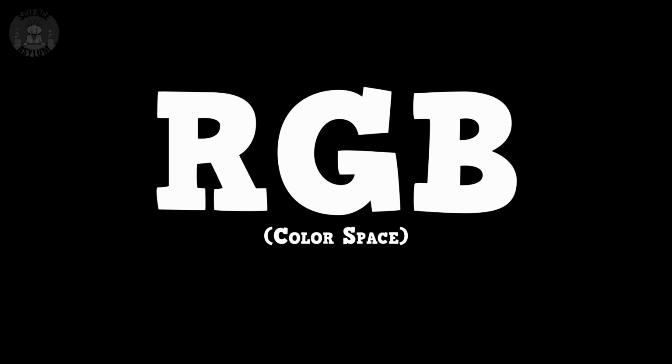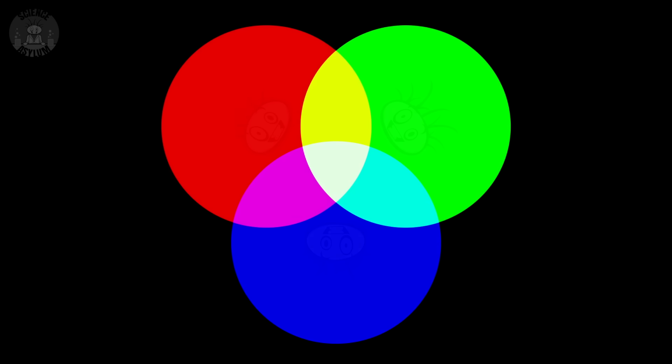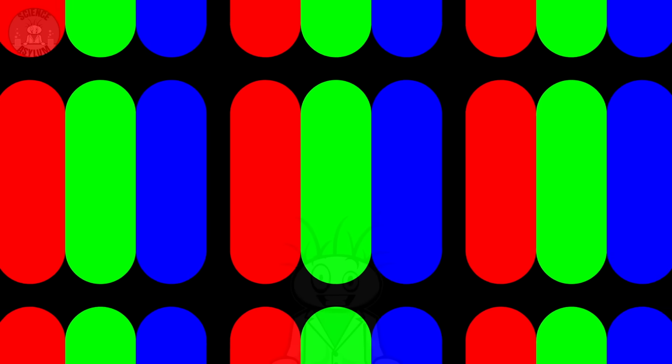Hey crazies, all screens work within something called the RGB, or red, green, blue color space. You may have even seen a diagram like this showing how combinations result in other colors. Screens take advantage of this. Each pixel in a screen has a red light, a green light, and a blue light. Modern screens come in a bunch of different layouts, but the idea is always the same. The pixels are made so small that your eyes blur the red, green, and blue together.